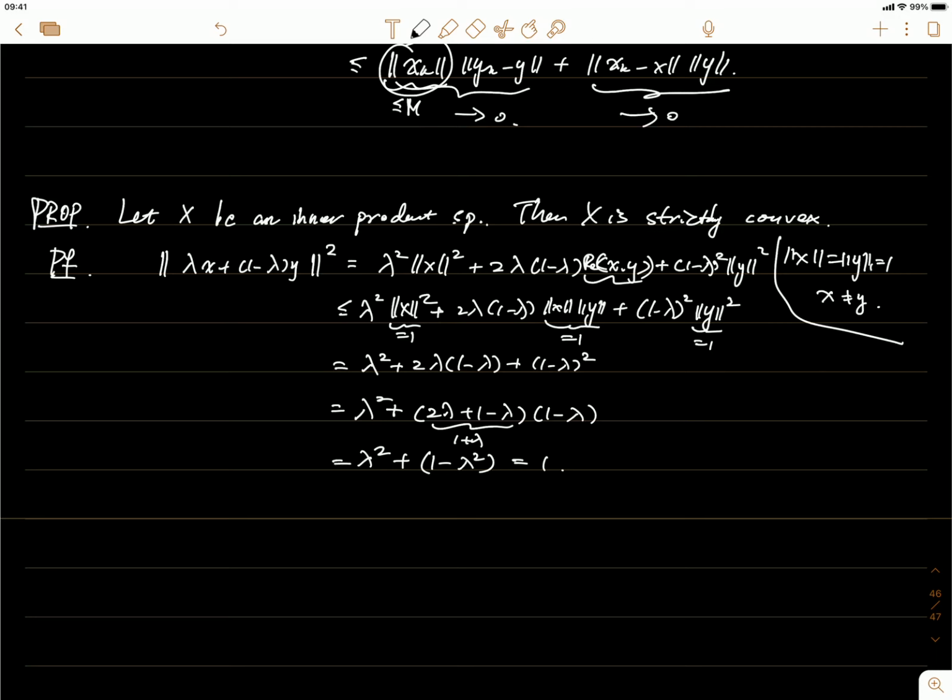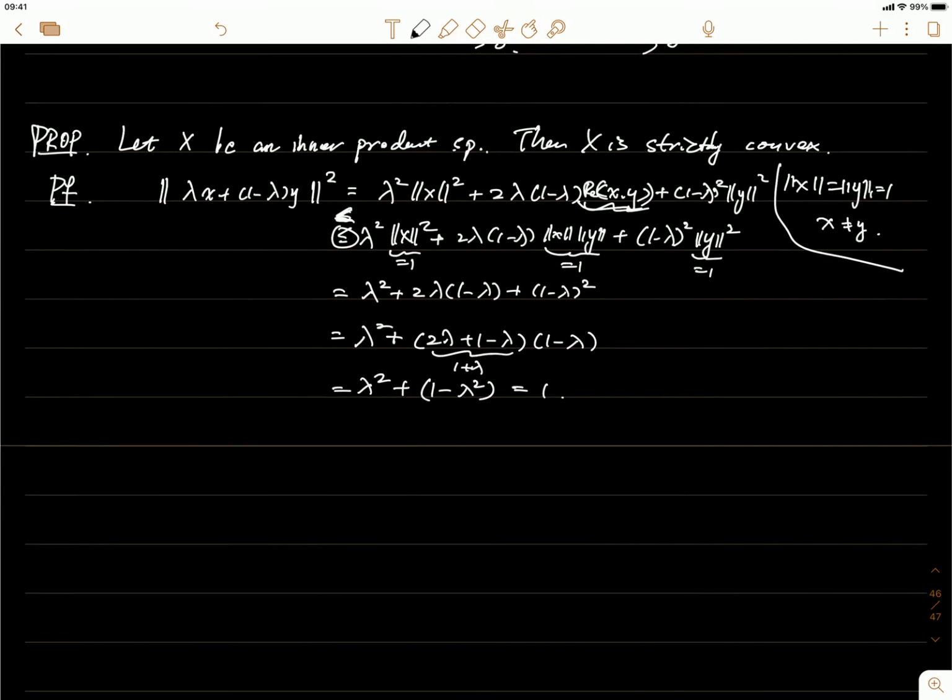Remember that x is not equal to y, and they both have norm 1, so that means they cannot be equal. They must be pointing in different directions. That's why the equality shouldn't hold here. It's not possible. We have to replace it by a strict inequality, and that's why we have this strictly less than 1. Okay, so that's the argument here. From there to there, we cannot really get equality since x and y cannot be linearly dependent since we already have this.